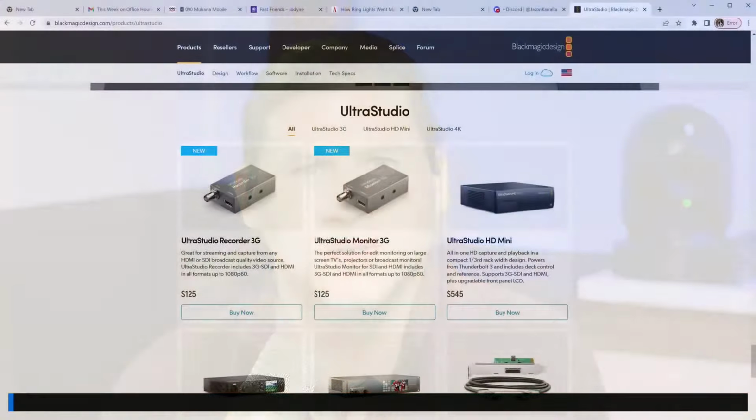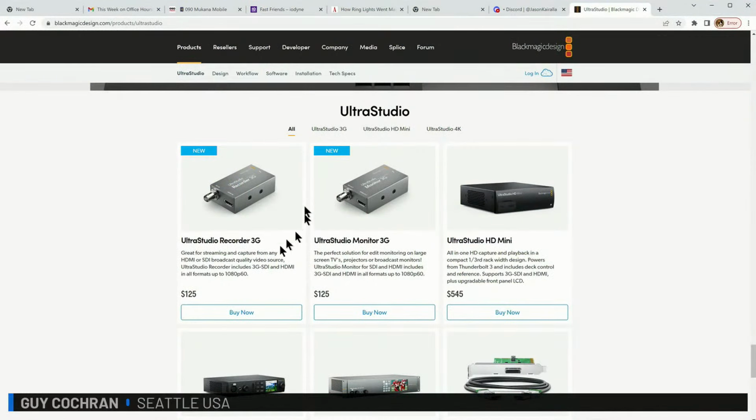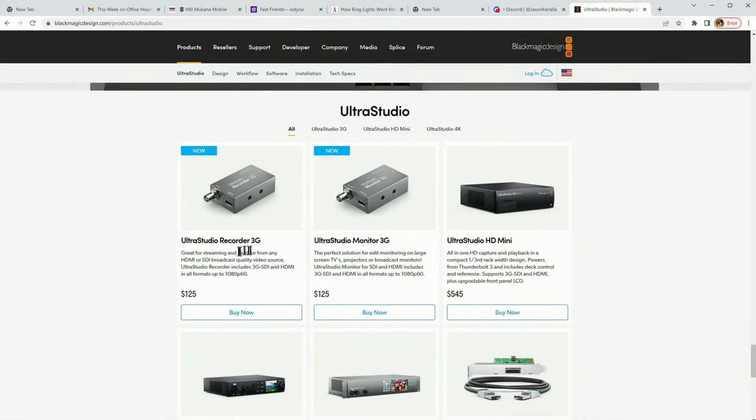Guy Cochran. Yeah, these have been out for a while now, a few months at least. Here's what the lineup looks like. Keep in mind that the recorder is basically input and the monitor is output. So if you're looking at like a decimator, some of their older models or some of the models that are bidirectional, those will do both ways. So keep in mind that these will go one way in.